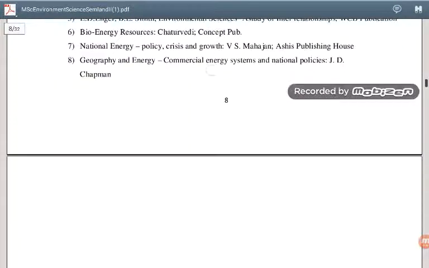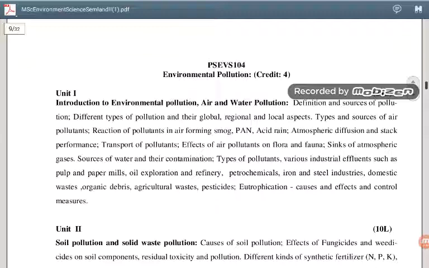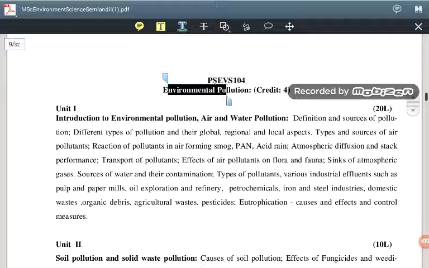Next, coming up to the last paper, that is paper 104, environmental pollution. Till now we have seen what you mean by ecology, environment, and natural resources. Till now we have seen what all things are present on the earth's surface. Now these natural resources have been polluted. So the different types of pollution are to be covered in paper 4. Paper 4 is environmental pollution.